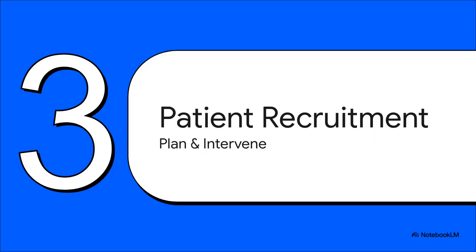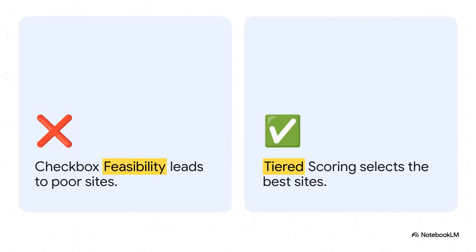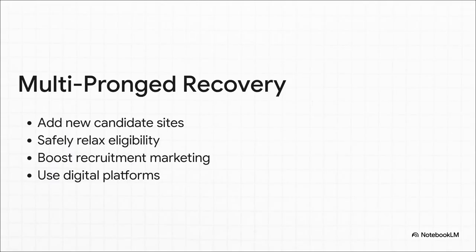Which brings us nicely to Phase 3, patient recruitment and retention. To truly succeed here, we have to completely abandon that old checkbox feasibility mindset. Instead, you want to use tiered activation and scoring to assess operational fit. You have to be willing to ruthlessly reject those bottom-performing sites up front. It might feel tough at the time, but it saves months of pain later on. But look, when recruitment inevitably slips, and it always does, a single fix rarely works. You need to orchestrate a multi-pronged recovery strategy. We're talking adding sites, safely relaxing eligibility protocols, boosting your marketing, and integrating decentralized digital platforms, all happening simultaneously.